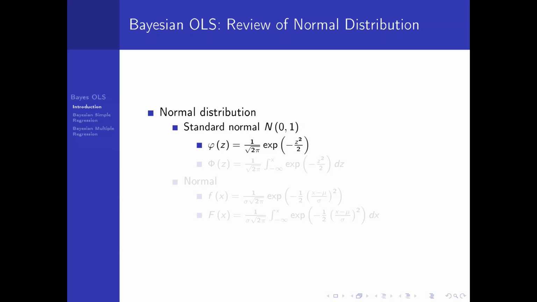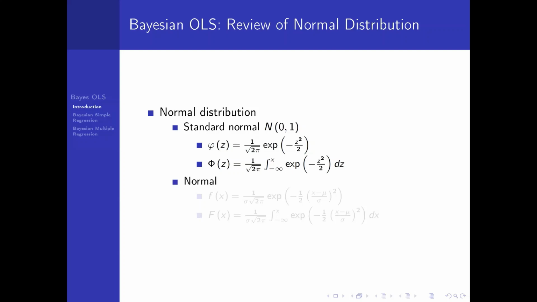The probability density function of a random variable that follows a standard normal distribution has this form: 1 over the square root of 2 pi, multiplied by the exponential function of negative that random variable squared divided by 2. And its cumulative density function follows this form. Basically, it is the integral of the probability density function.